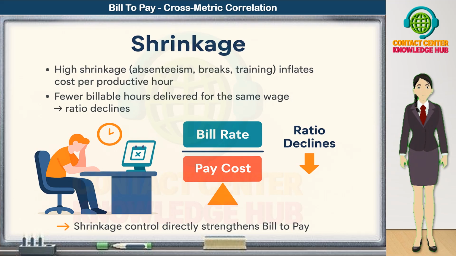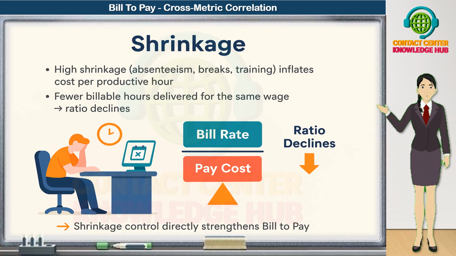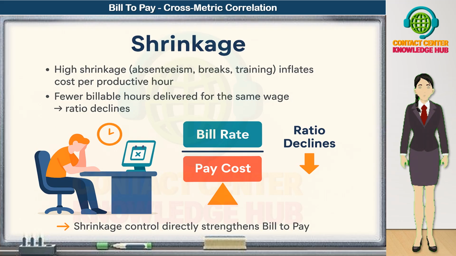On the other hand, effective shrinkage control, through strong scheduling, adherence, and workforce discipline, ensures more paid hours translate into billable output. This directly strengthens the bill-to-pay ratio and improves margin stability.